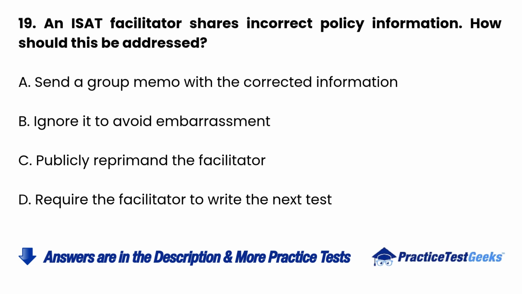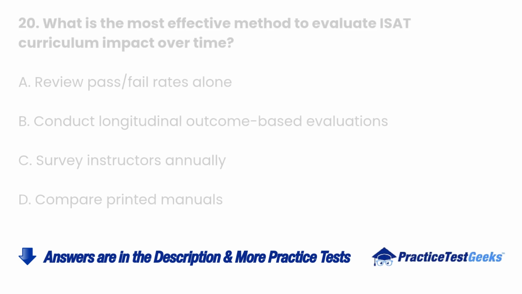19. An ISAT facilitator shares incorrect policy information. How should this be addressed? A. Send a group memo with the corrected information. B. Ignore it to avoid embarrassment. C. Publicly reprimand the facilitator. D. Require the facilitator to write the next test.